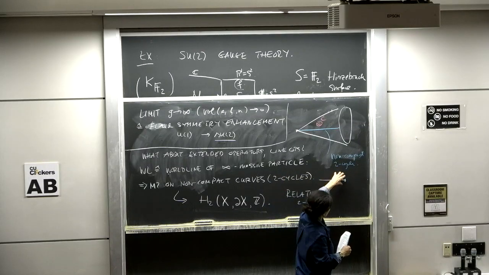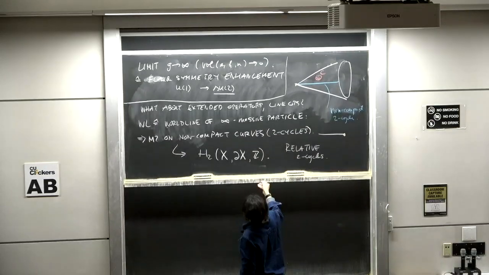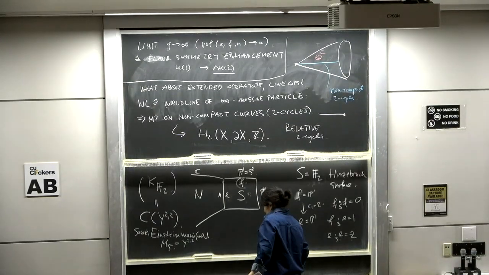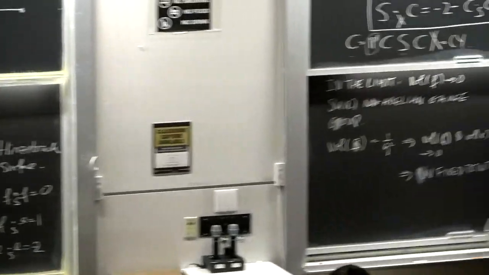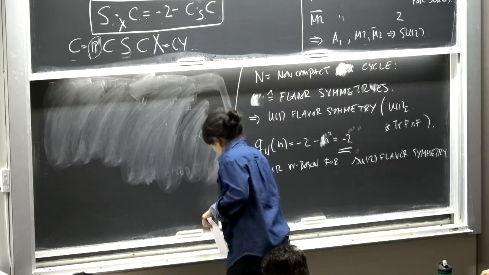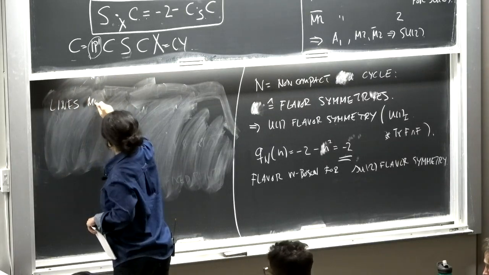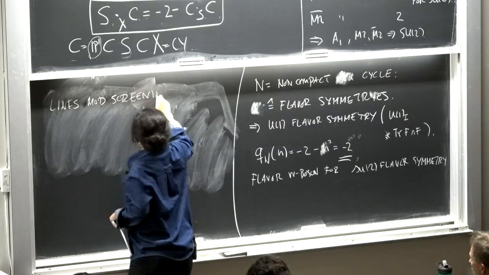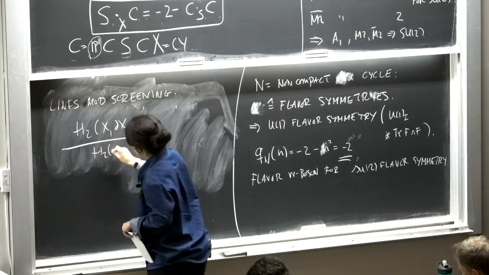I can wrap an M2 brane on this, and actually if it ends on a compact cycle that's not sitting on the boundary, then it becomes trivial. So the actual one-form symmetry group will be related to a quotient. So this is the line operators modulo screening, which will be H2 of X, ∂X, Z modulo the actual compact 2-cycles.